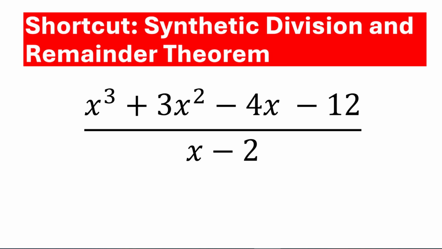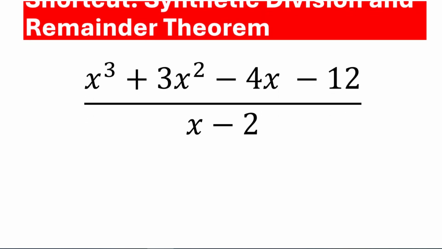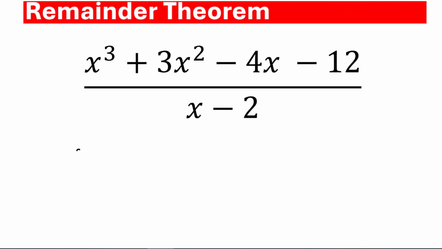So in this video we will discuss synthetic division and the remainder theorem. First we will discuss the long method of division, and then we will see how the synthetic division method is a very shortcut method. So we have this expression, and it is divided by x minus 2. So we have to divide this expression. Let us first discuss the long method of division, that is the traditional method.